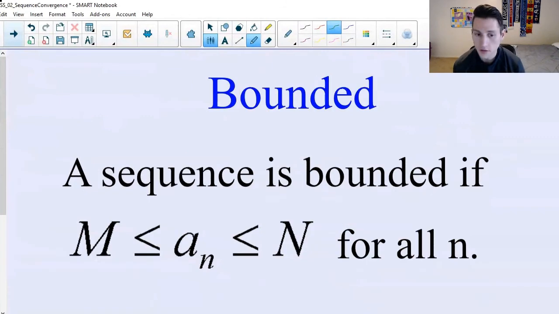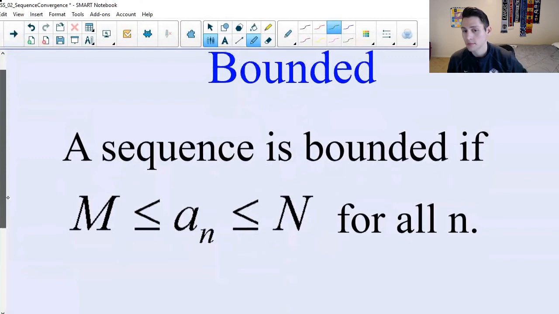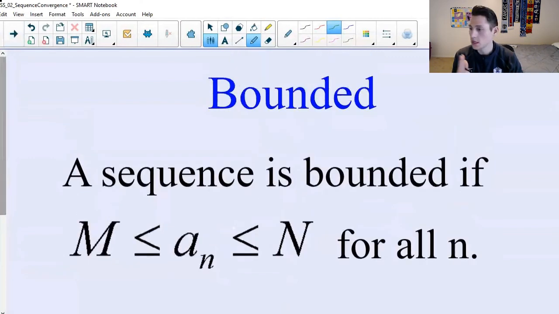Bounded. So a sequence is bounded if the sequence is always between two numbers, capital M and capital N. Every term of the sequence is between these two options. They'll never go outside of those bounds.